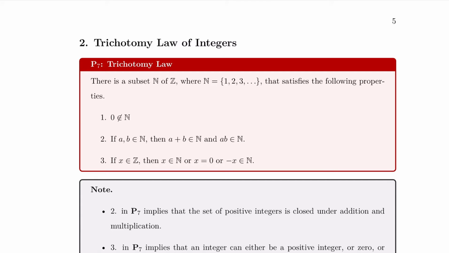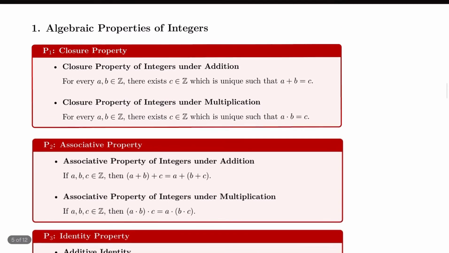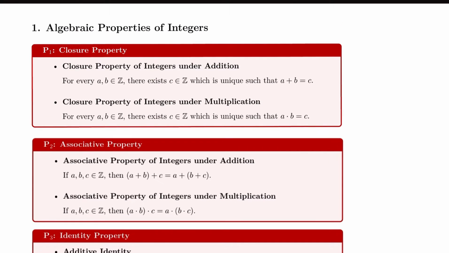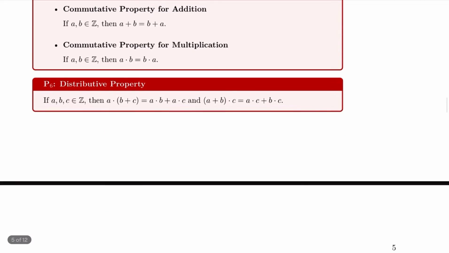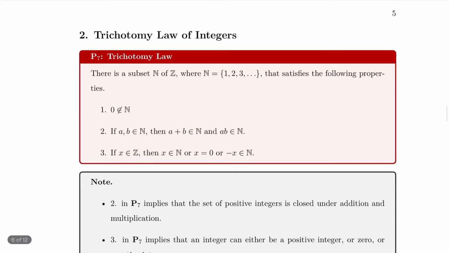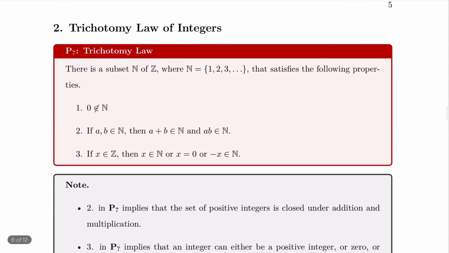Okay, guys, today we are going to talk about the trichotomy law of integers, which is P7. In the previous video, we have learned properties of integers, especially the algebraic properties of integers, ranging from P1, the closure property, all the way to P6, which is the distributive property. And today we will talk about the trichotomy law of integers.